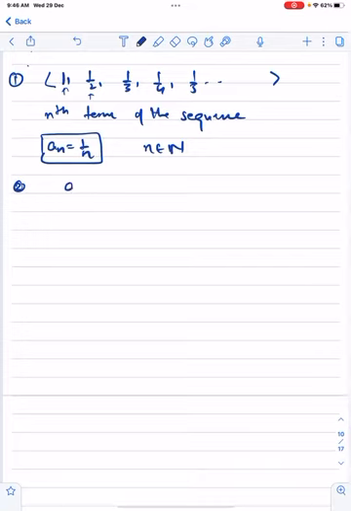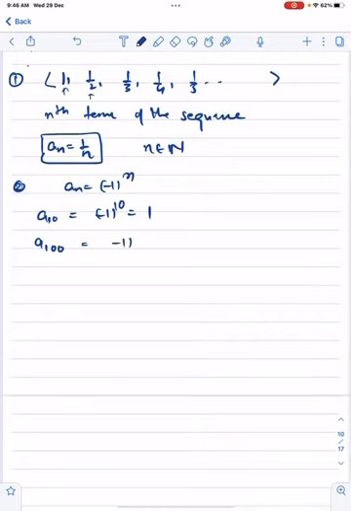Second, they will give you the general term. Suppose it is (-1) raised to power n. They will ask you to write the 10th term of the sequence. For the 10th term, put n equal to 10, so that means 1. You can also write the 100th term of the sequence. Put n equal to 100, and that means 1.